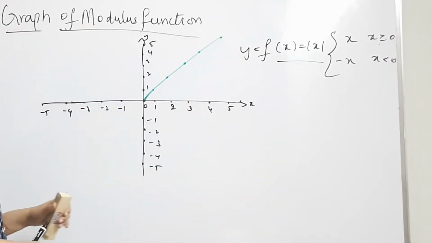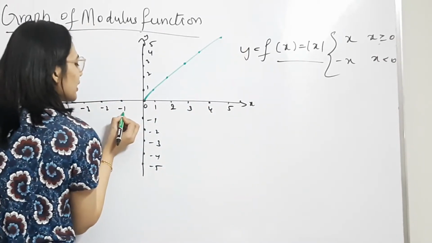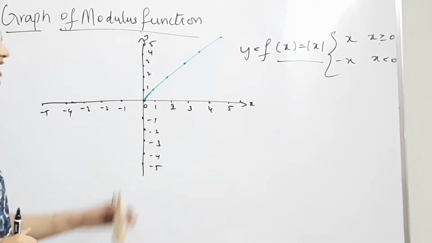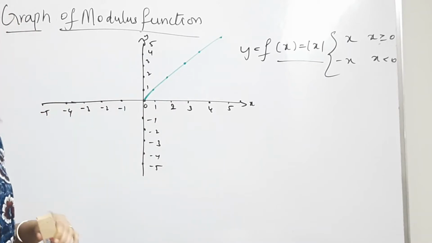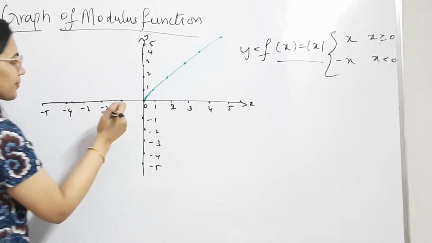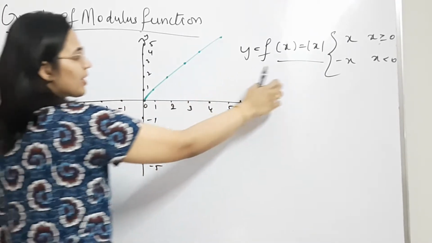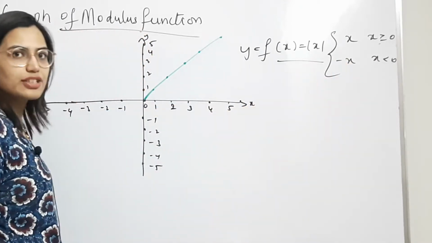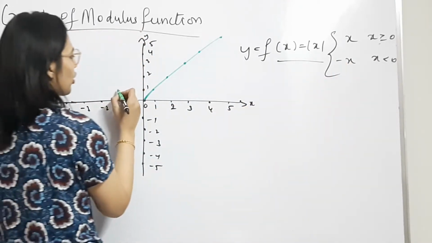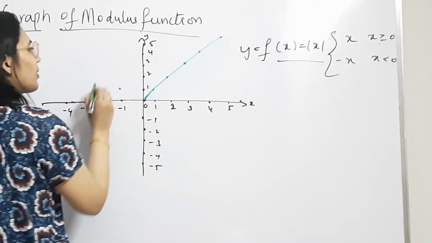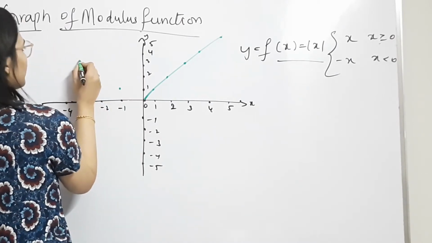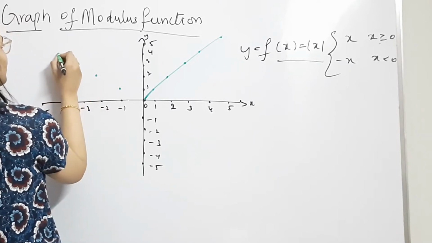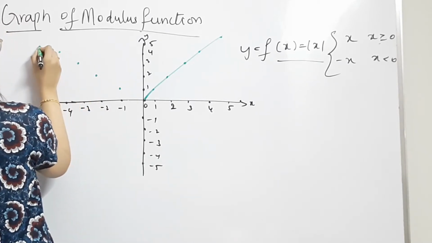Okay, now what happens when we take x as minus 1? The curve or this line will shift towards the left side. So that means if you say minus 1, this falls under the second case, right? So minus of minus 1. So what is the output? Plus 1. Minus 2, output plus 2. Minus 3, output plus 3. Minus 4, output plus 4. Minus 5, output plus 5.